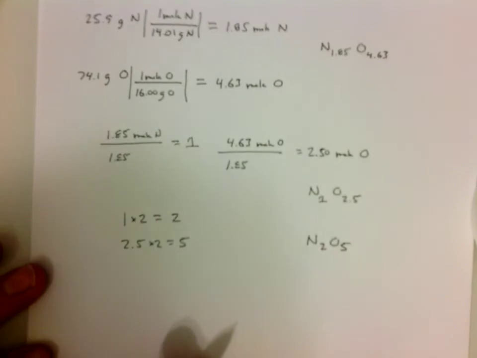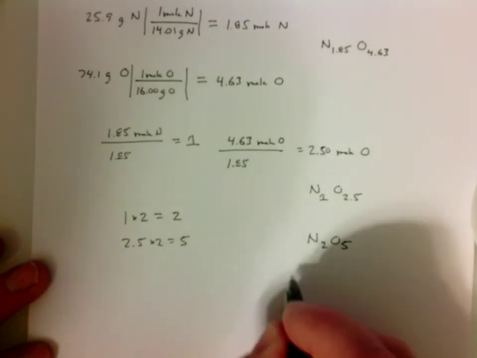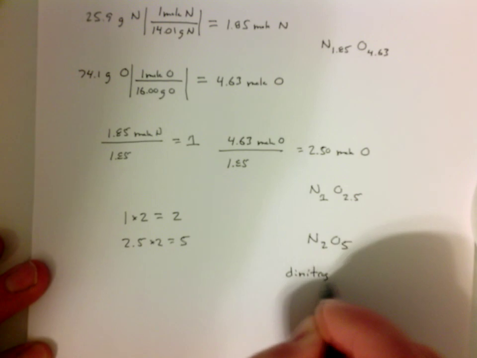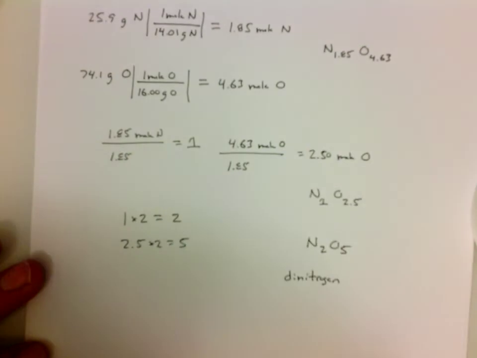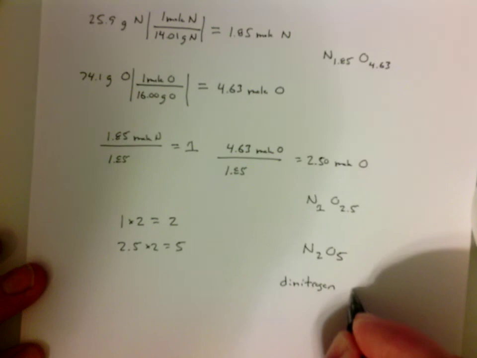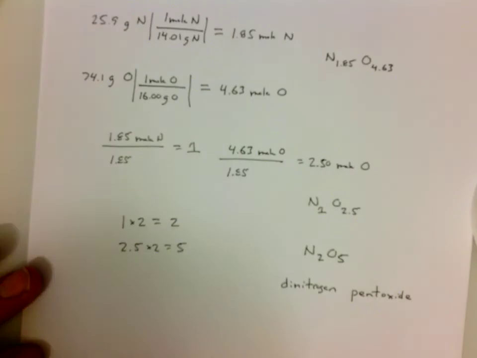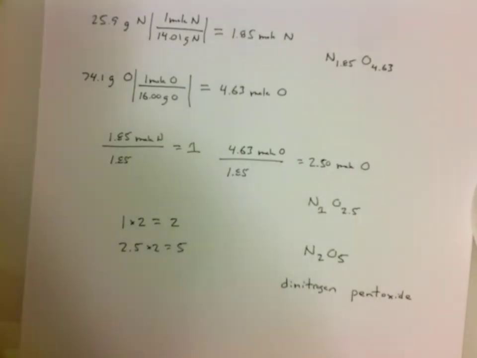If we wanted to name this compound, it's a molecular compound, so we would call it dinitrogen, and the prefix for 5 is pent. So we just made dinitrogen pentoxide. And again, this is taking percentages and using those percentages to calculate an empirical formula. Apologies for the blackout in the middle. These will improve as time goes along.